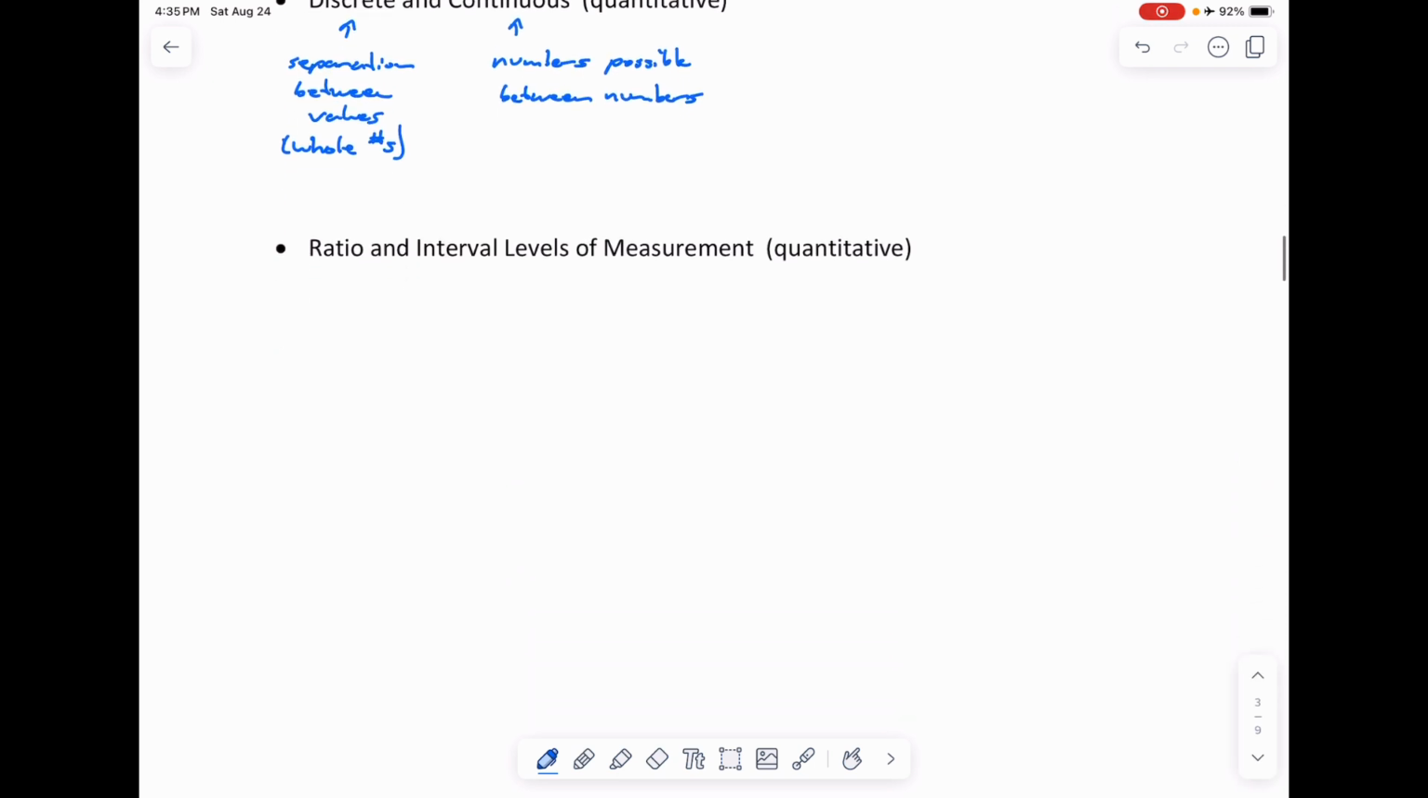All right, and then ratio and interval levels of measurement. This really just has to do with the idea of how do we treat zero. And I know that sounds kind of funny, but how we treat zero is kind of important in terms of thinking about our data. So a ratio measurement is where zero is the absence of something.